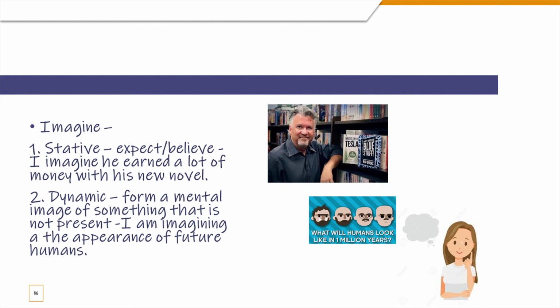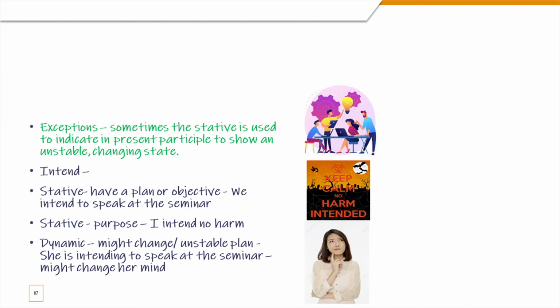Okay, so I'm imagining the appearance of future humans. Okay, maybe 1 million years down the line, how humans would look. So you can only imagine. Is that right? It's not real. It's not there in front of you. So you form a mental image of something that is not present at this point of time. Okay, let's go to the next one.